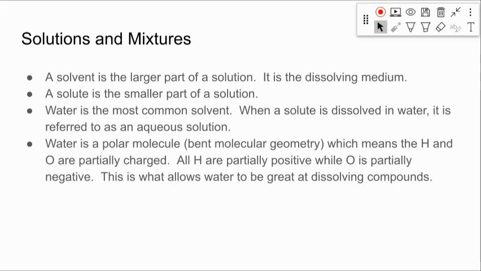We're going to talk about solutions, which is a homogeneous mixture. In a solution, there are two parts: the solvent and the solute. The solvent is going to be the larger part of the solution. It's going to have a larger amount. Your solute is going to be the smaller part.